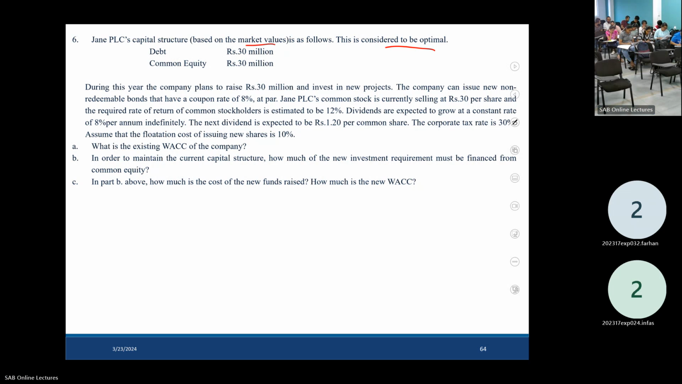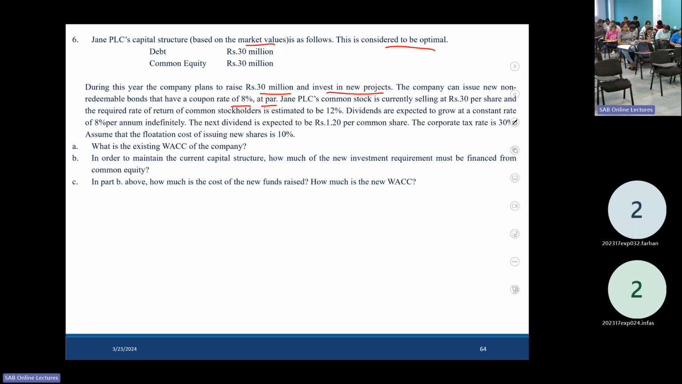Market value based, given: debt 30 million, equity 30 million. During this year, the company plans to raise 30 million and invest in new projects. The company can issue new unredeemable bonds with a coupon rate of 8% at par. They can issue unredeemable, meaning perpetual bonds, with no maturity. At par means at the par value of 1,000.